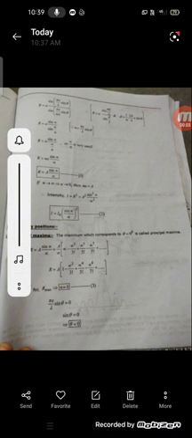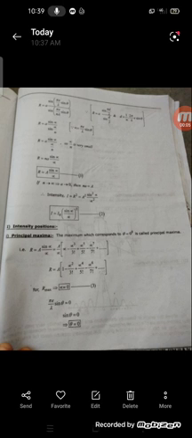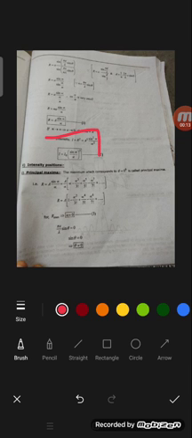Good morning. In the previous class, we completed the intensity of the Fraunhofer diffraction due to a single slit. We found the intensity I is equal to I naught times (sine alpha by alpha) whole square. Now we have to calculate the intensity positions. First one is the principal maxima.